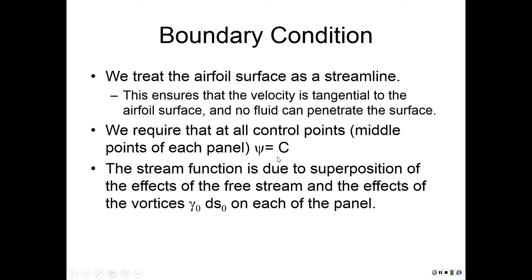So the boundary condition is that at the center of each panel, which we call control points, psi must be equal to a constant. Of course, we don't know what this constant should be, so that's one of the unknowns. We also do not know the vorticity times delta S in each of the panels. We know the length, but we do not know the strength, gamma naught.